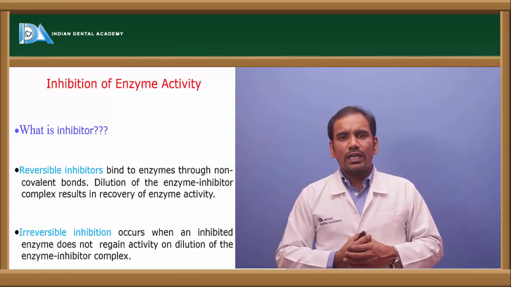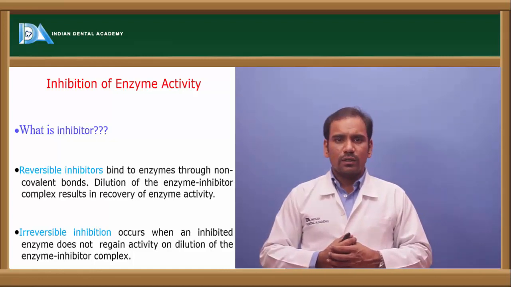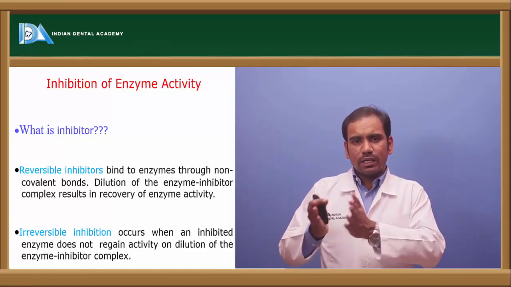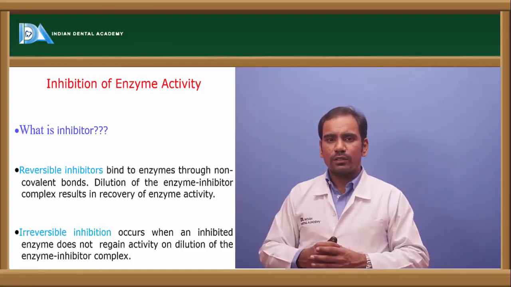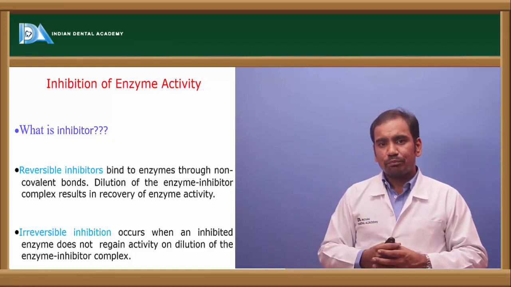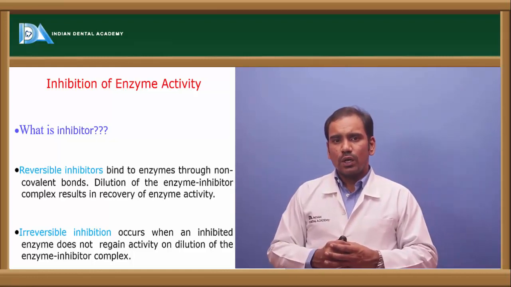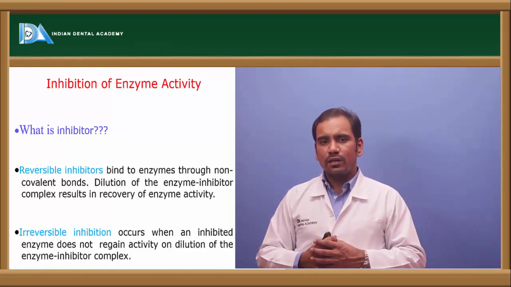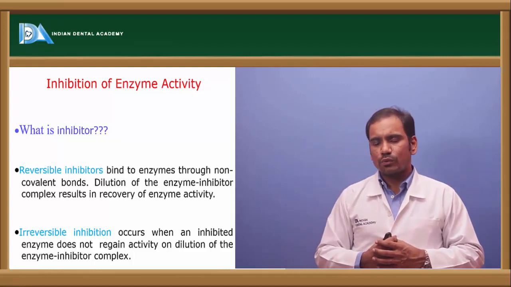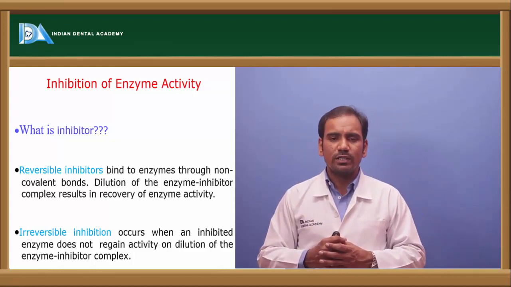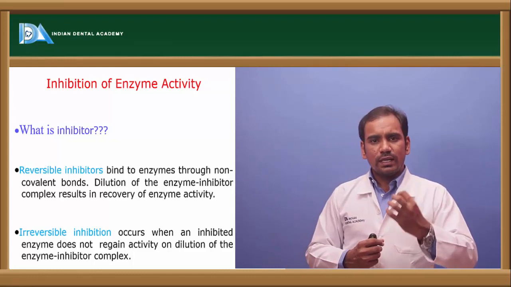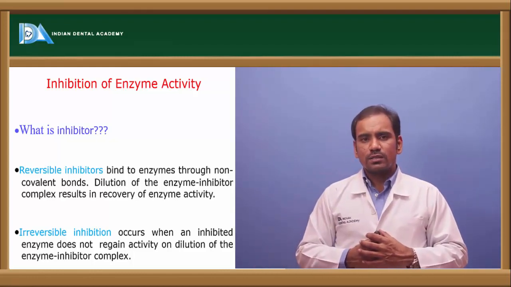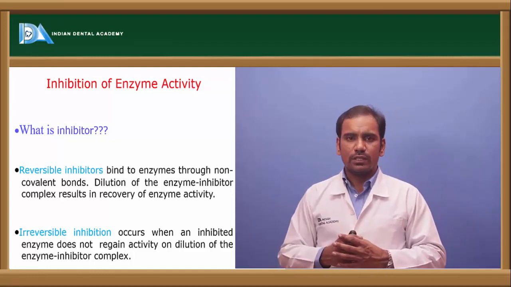Now coming to inhibition of enzyme activity. Generally the substrate binds with the enzyme, forms the enzyme substrate complex, and gives rise to product. But in some reactions there are compounds which inhibit the enzyme activity or decrease the rate of the reaction. Such compounds we call inhibitors. So what is an inhibitor? Any substance which decreases or halts the enzyme activity, we call such substances inhibitors.